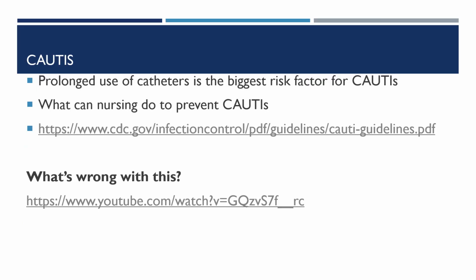So you'll hear CAUTI a lot. It's a big thing nowadays. Prolonged use of catheters is the biggest risk factor for CAUTI. So what can nursing do to prevent CAUTIs? We're going to talk about this in class, and then we're going to watch this video. You're welcome to look at the video and the site before class.